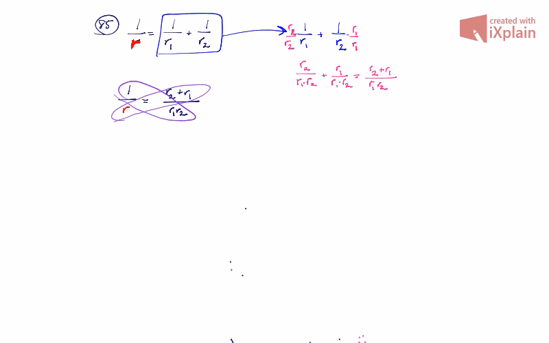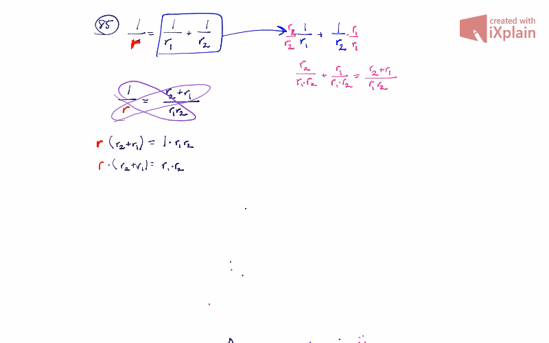So now I'm going to have that red r, my goal r, times that quantity of r sub 2 plus r sub 1. And that's going to be equal to 1 times r sub 1 times r sub 2, but that looks a little redundant. So I'm going to rewrite this line. I'm going to have r times r sub 2 plus r sub 1 is equal to r sub 1 times r sub 2, because 1 times anything will be that anything.